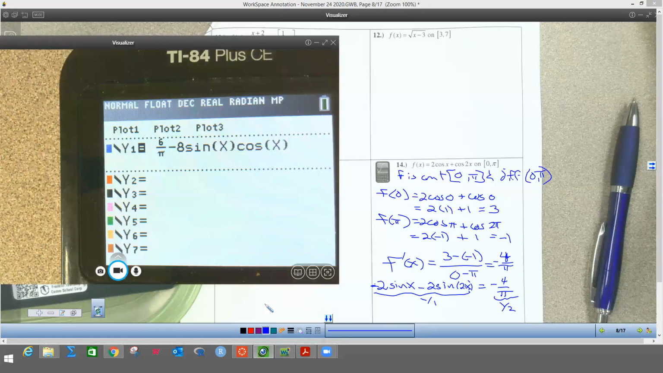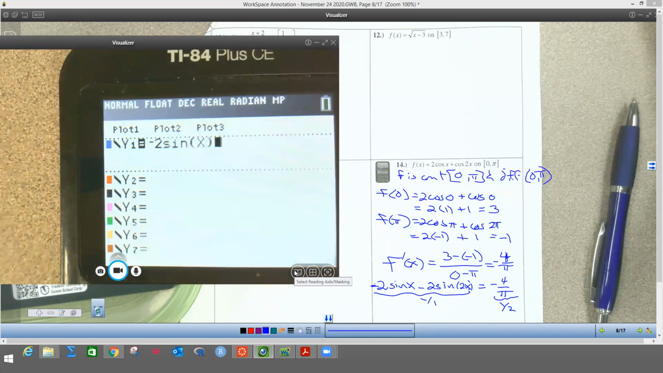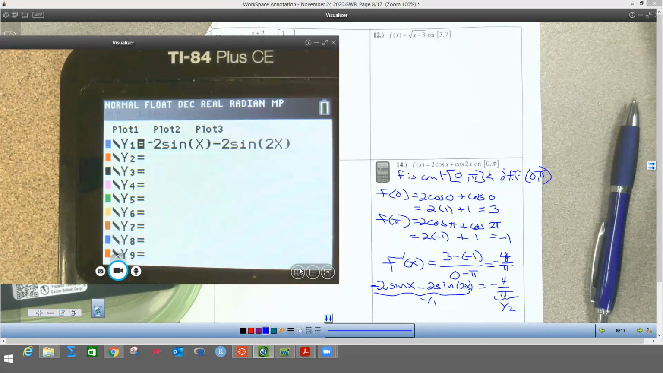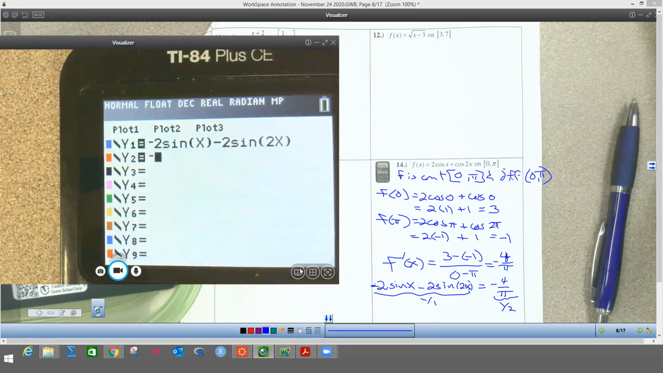Okay, so I'm going to get rid of that last problem. And I'm going to put negative 2 sine x minus 2 sine 2x. So that's my first one. And then I'm going to come down here to this one and make this negative 4 over pi.